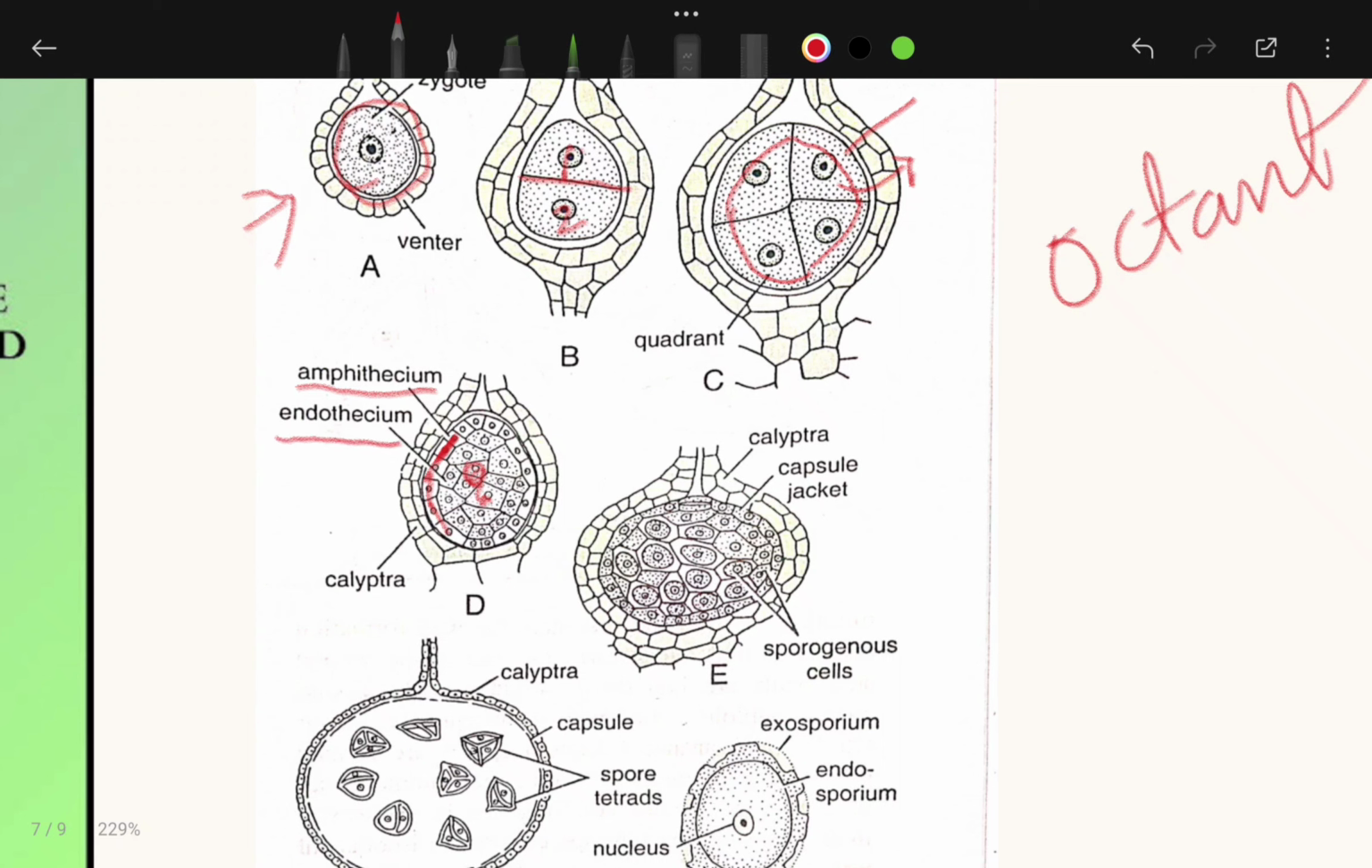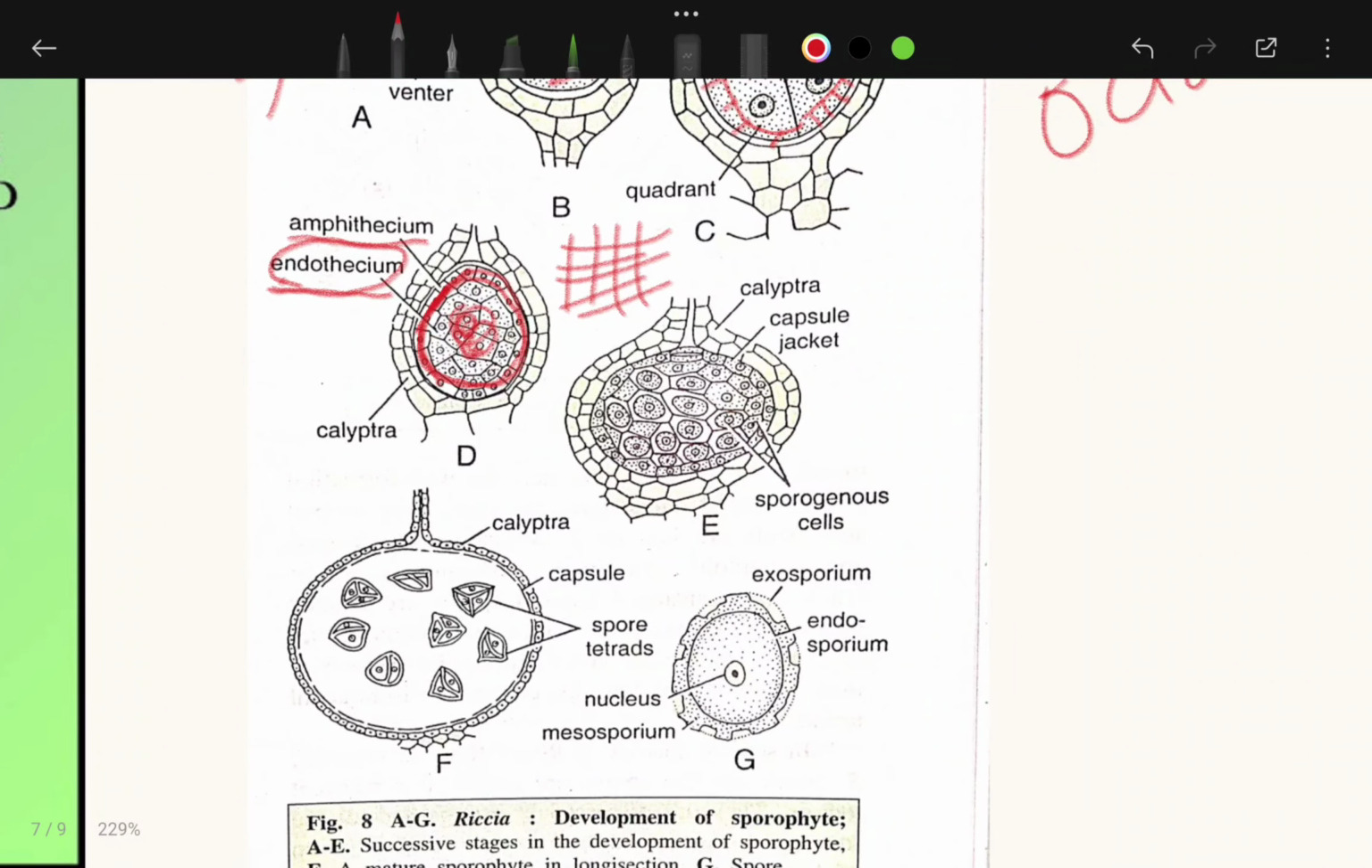Now this epithecium will undergo anticlinal division in this manner, and this will give rise to a single layer of sterile jacket cells. The endothecium present inside will divide in all planes. They will divide vertically, transversely, in all directions, and it will give rise to sporogenous cells. These sporogenous cells will undergo meiosis, and this will give rise to spores.